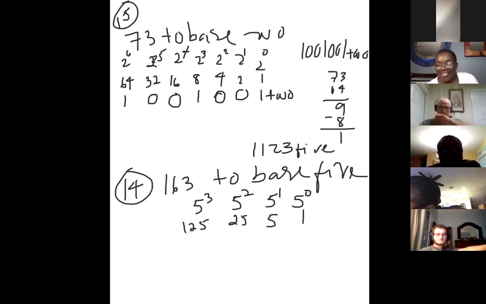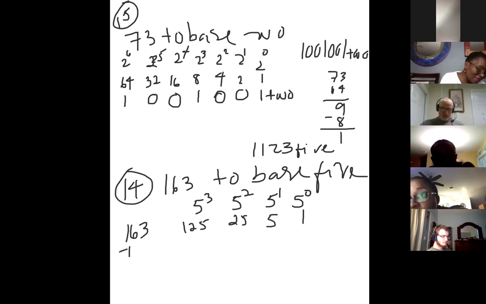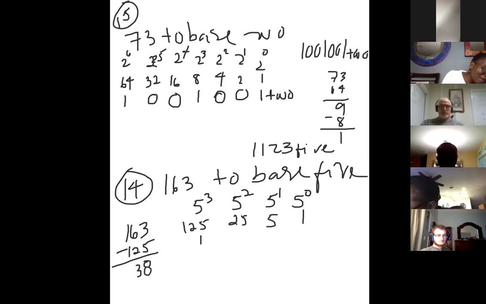All right. So we go up to 5 to the third. And so we're going to take the 163, subtract the 125. That's going to leave us with 38. So you need 125. Then you move on to 25. You're going to need 1 of the 25. So when you subtract that, that leaves you with 13. You're going to need 2 5s. 2 5s represent 10. 13 minus 10 is 3.